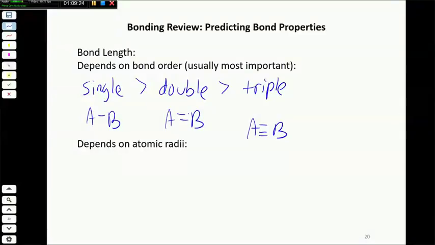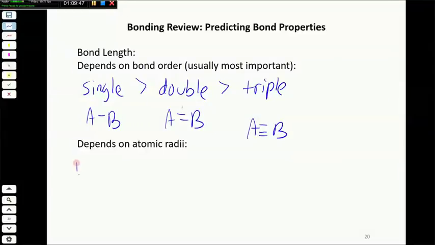So for example, with carbon-carbon bonds, if you go from a single to a double bond, you decrease the bond length by about, I can't do math in my head today, about 20% or so, and then it's about another 20% decrease when you go from double to triple. So a really big change every time you increase the bond order. The more subtle effect on bond length is the dependence on atomic radii.